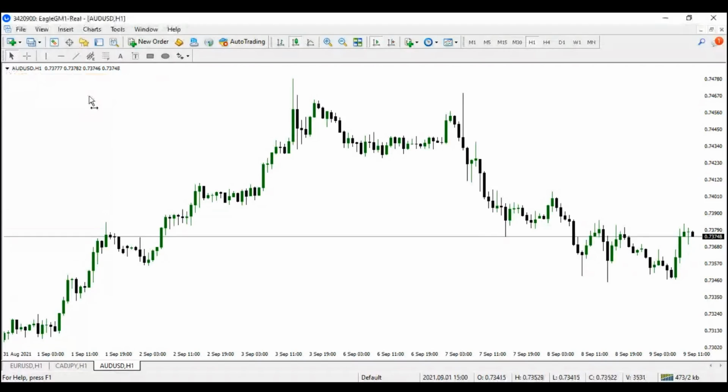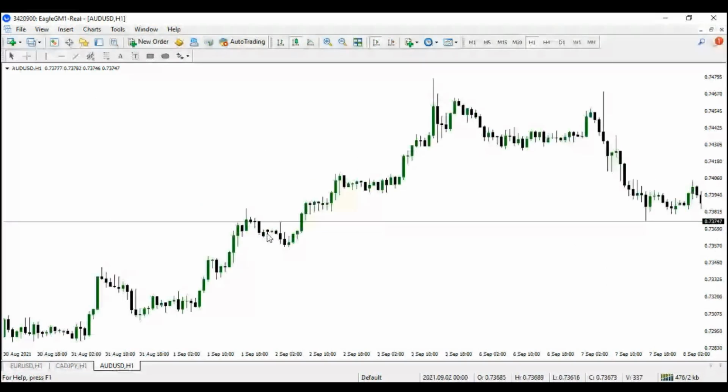Now, I'll talk about three things. I'll talk about order blocks, I'll talk about imbalance, and I'll talk about institutional order flow. Okay, so what are order blocks? Order blocks are just like support and resistance.